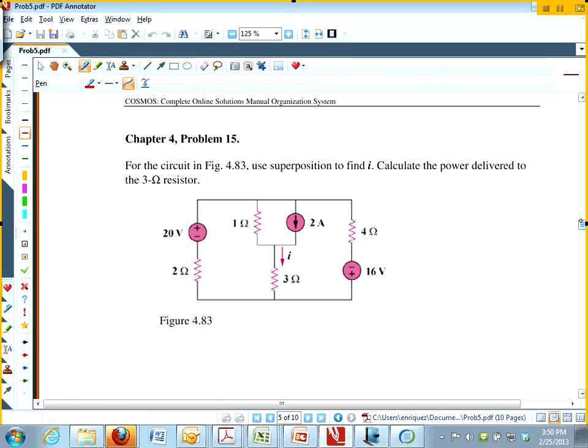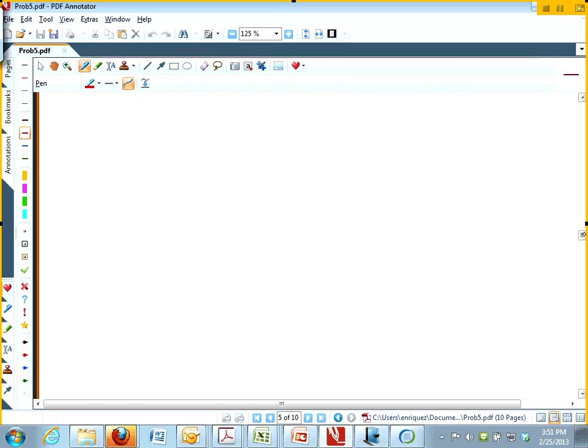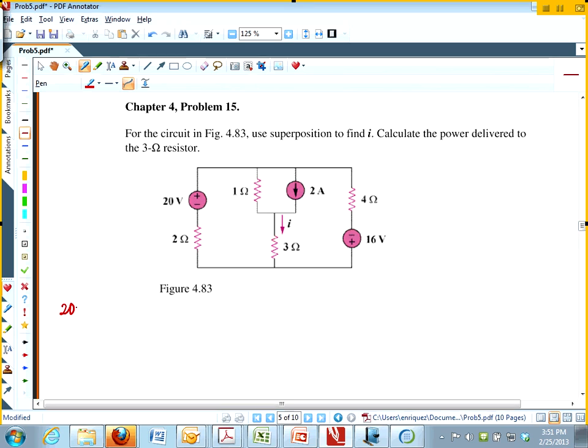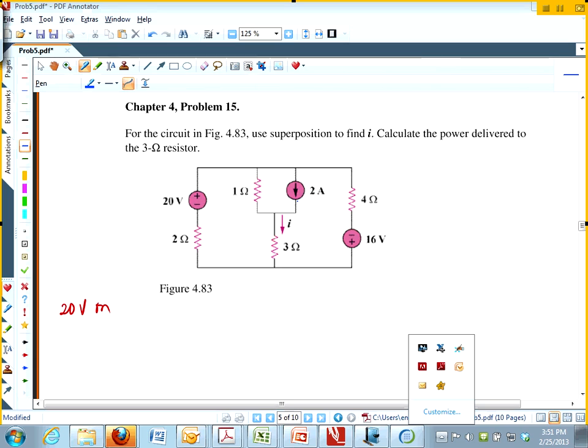So this one is by superposition. So you expect how many parts to your solution? There are 3 parts because you have 3 independent sources, right? So the first part would be when the 20-volt source is on. What do I do with the 2 amp source? It's a current source, so you open it, and then the 16 volts you short, right?